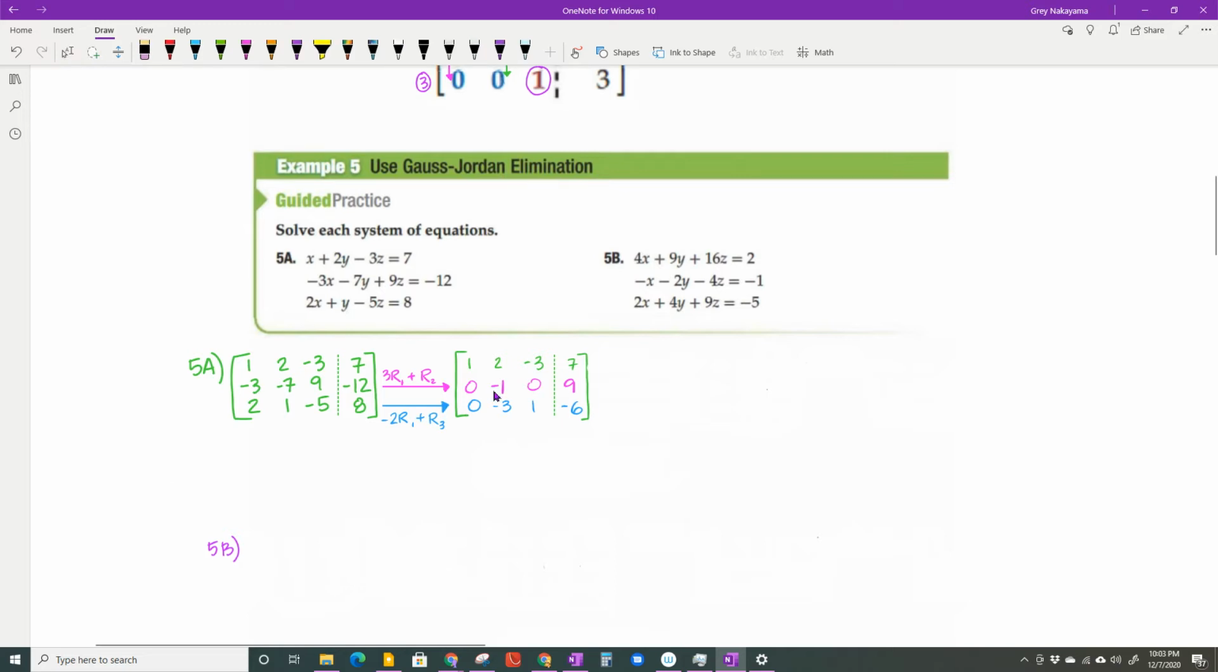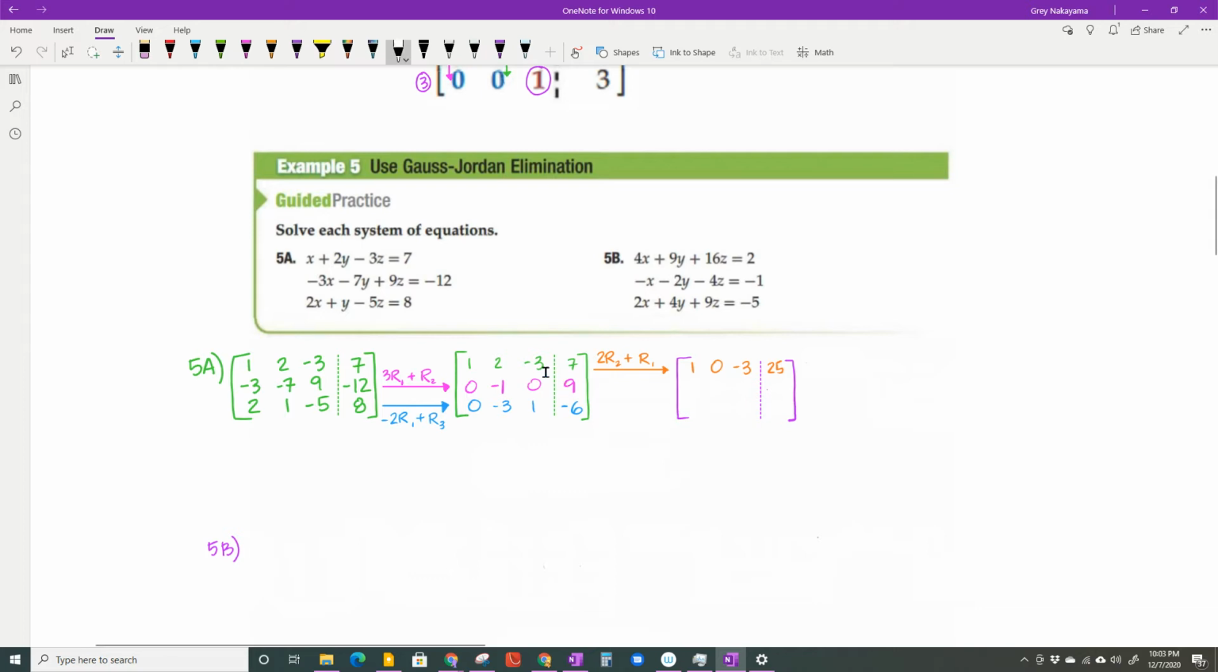So I'm going to come up here and I'm going to say 2 times row 2 added to row 1. And that's going to give me 2 times row 2. So 2 times 0 plus 1 is 1. Okay. 2 times -1 is -2 plus 2 is 0. 2 times 0 plus -3 is -3. And 2 times 9 is 18 plus 7 is 25.